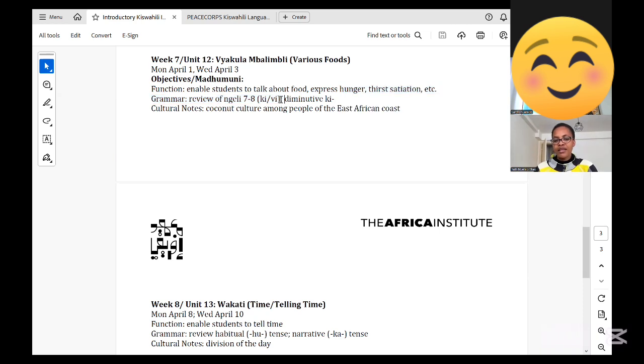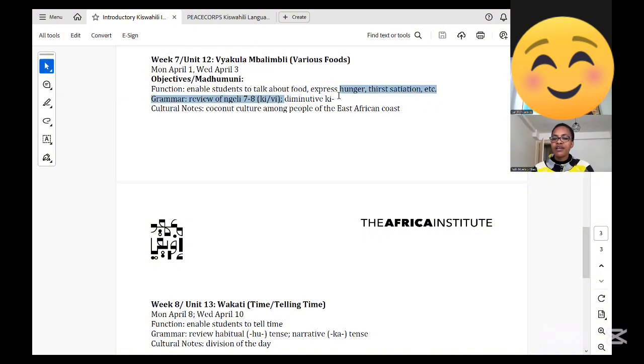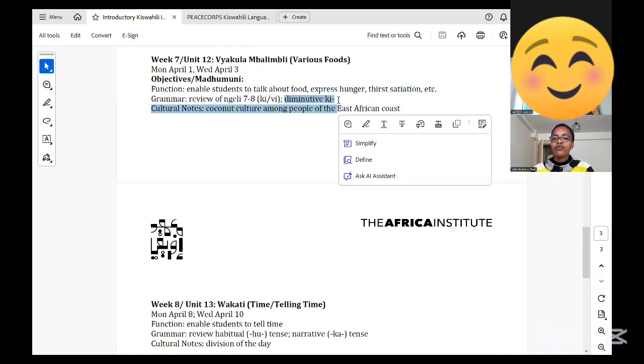This goes together because mostly the diminutive is to make something small, to make something look small. So for example, if you have mtoto, mtoto mdogo. If you want to belittle that baby, you say kitoto. Kitoto, kidogo. And it is accepted, of course, in Swahili. And then it falls in class 7 and 8.